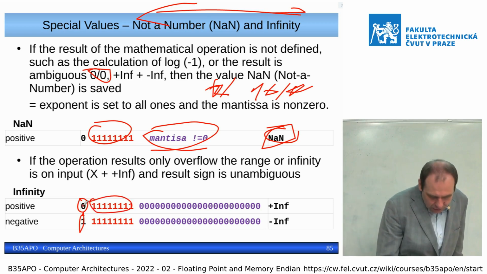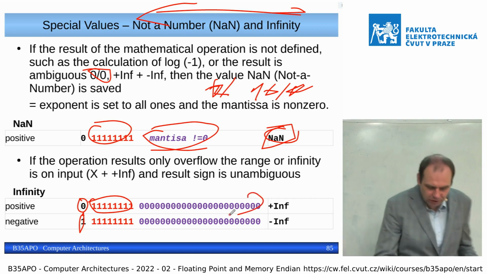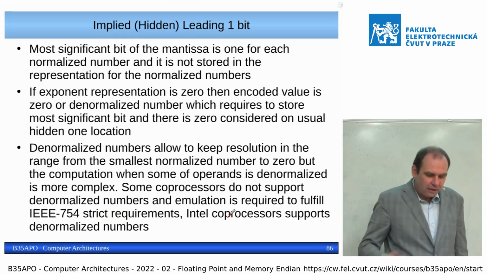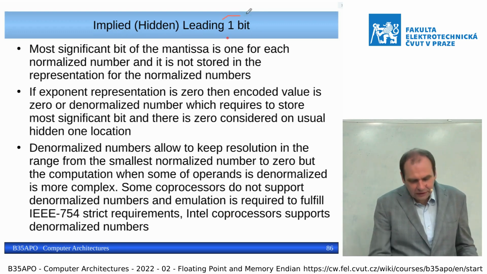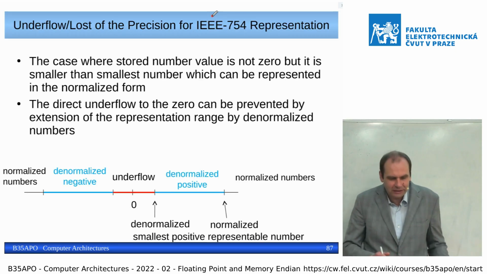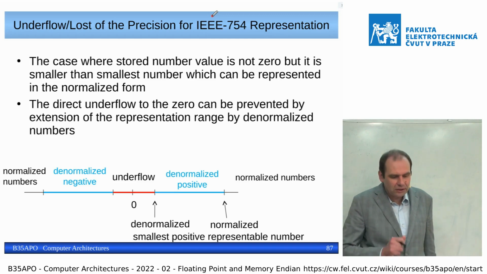Then we select all the exponent bits to the 1, the highest value which is possible, and the rest to the 0, and it is the infinity. Okay, we have implemented the solution with the hidden leading 1, that first bit, because we know that the mantissa is in this range. But we can get again to the troubles.